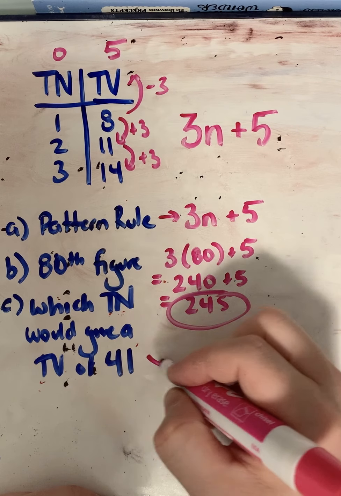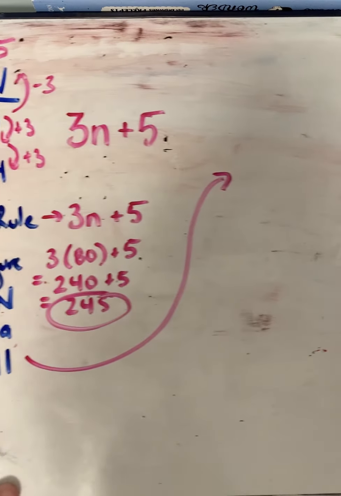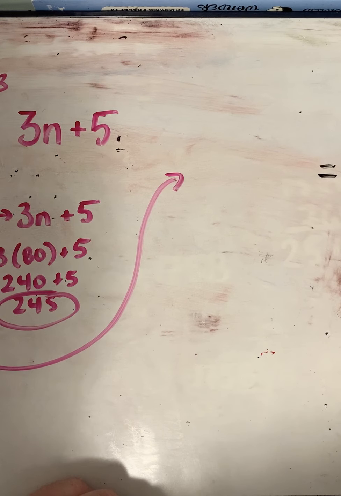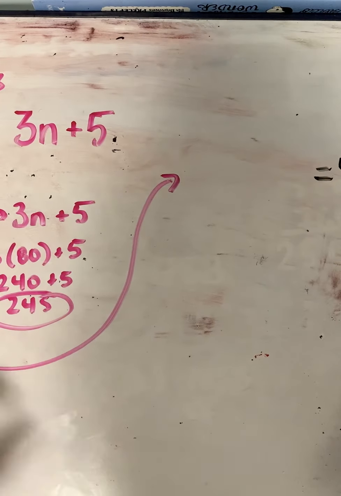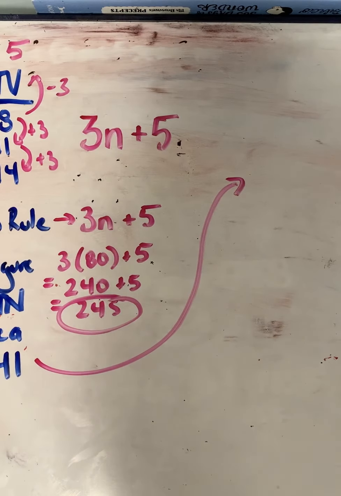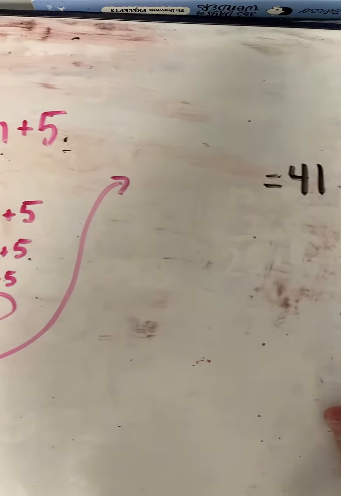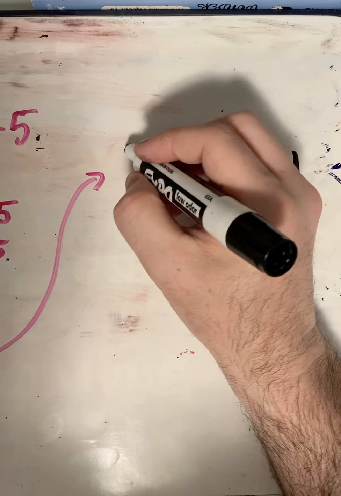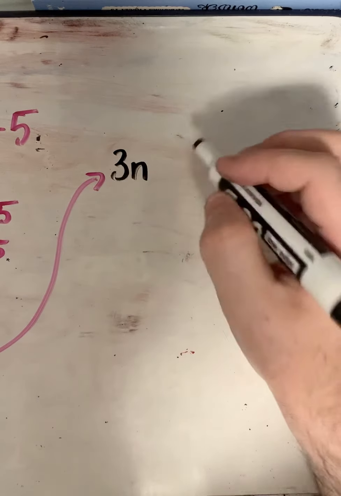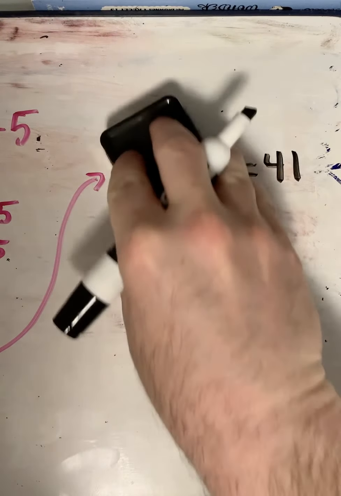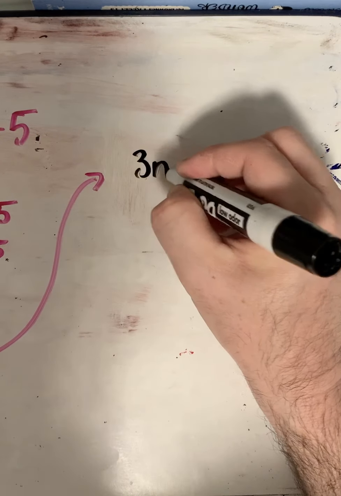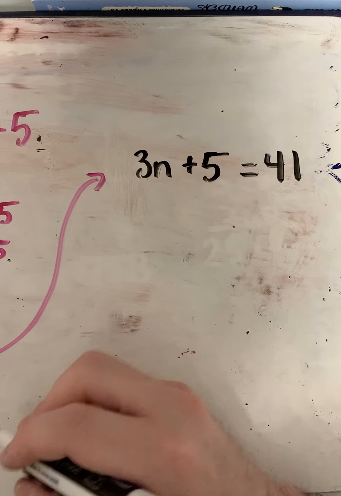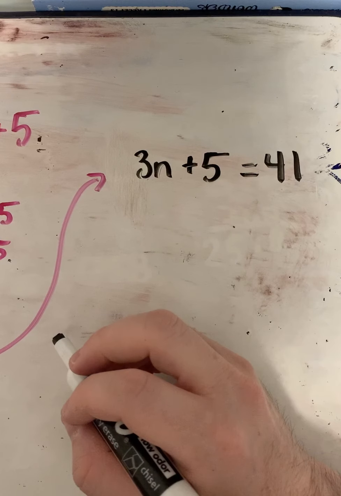So in this one, we're going to bring it all the way up here. I know that my answer is going to be 41. Let me just move some of the stuff out of the way. Sorry, guys. There we go. So I know that my answer is going to be 41. I'm going to input my term rule into this. So 3n plus 5 should equal 41. So now I've got an algebraic equation.